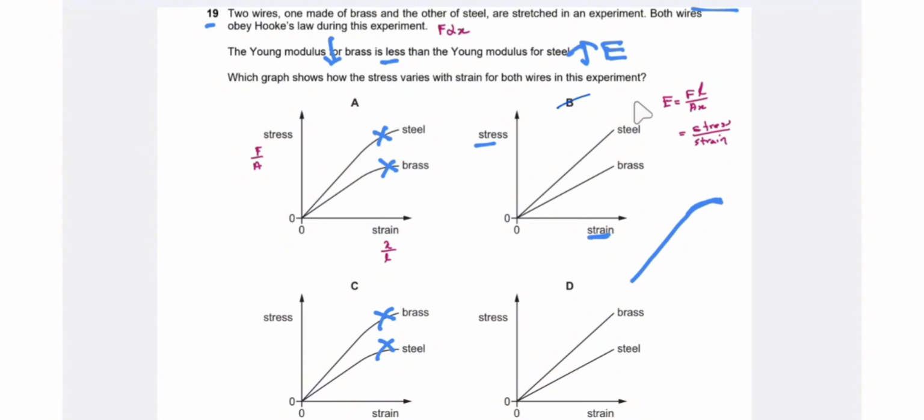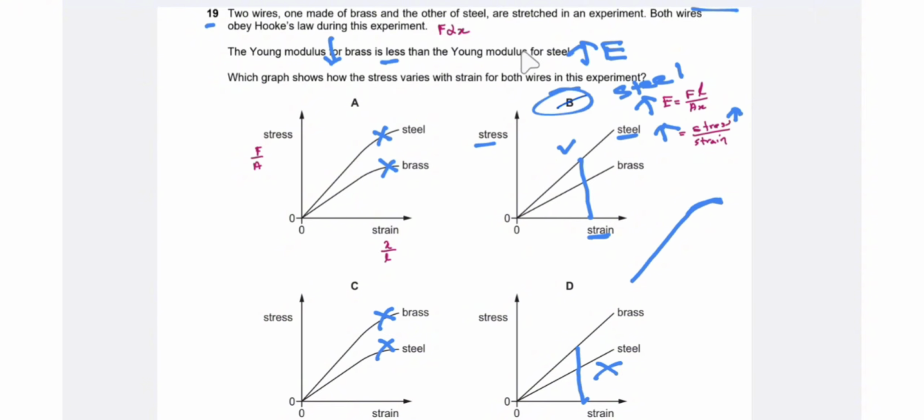So suppose for steel, the Young modulus is more. Since the Young modulus is more, that means the stress is more per unit strain. That means for a given value of strain, the stress is more for steel. So the stress is more for steel, therefore the other option is wrong, and the correct answer is B.